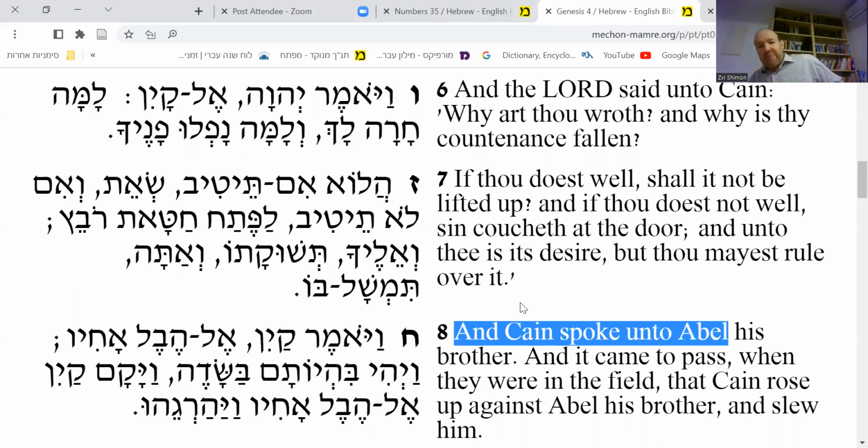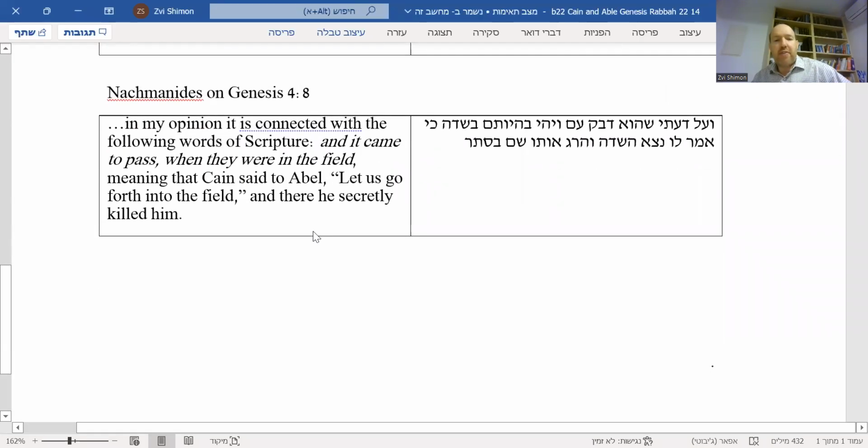That's one approach. Nachmanides, a 13th century North Spain Catalonian commentator who actually left Spain for Israel and reached Israel in the 13th century. Fascinating, brilliant commentator, has a different approach. He proposes that, here we got it, Nachmanides, he says as follows.